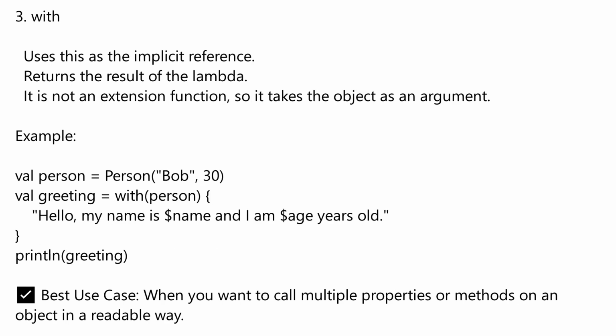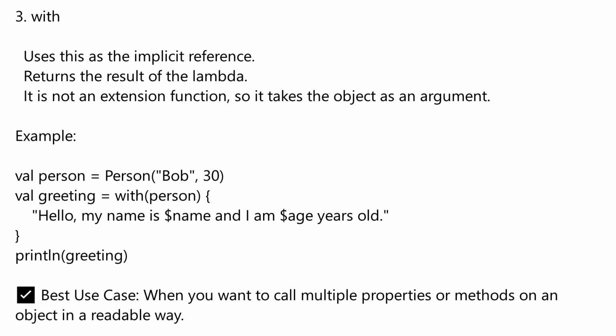The next one here is with, which is the third function. With uses this as an implicit reference. It returns the result of the lambda. It is not an extension function, so it takes the object as an argument. Let's look at the example here.